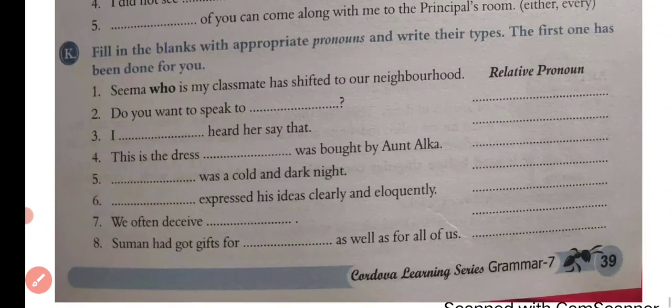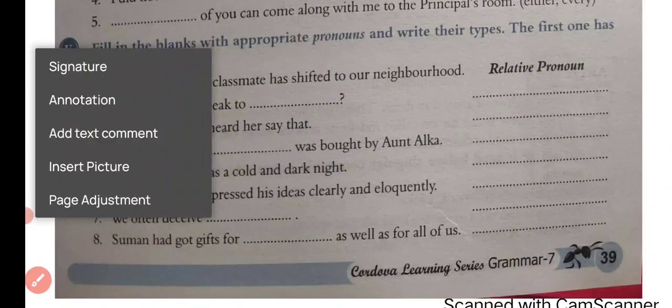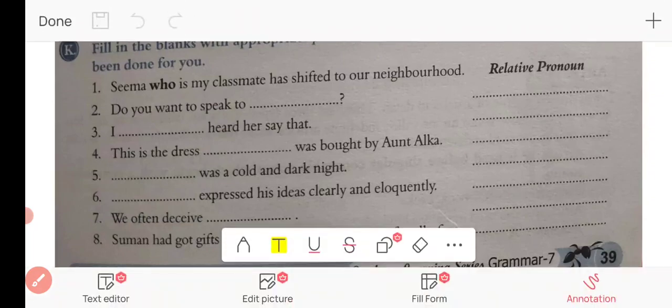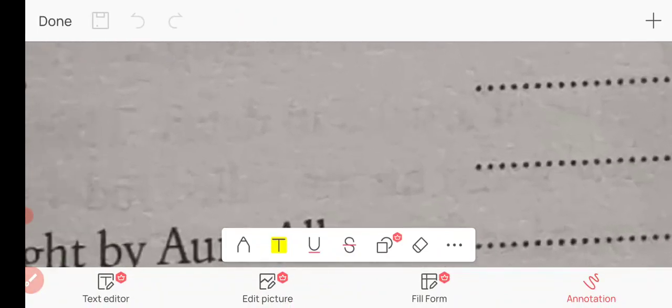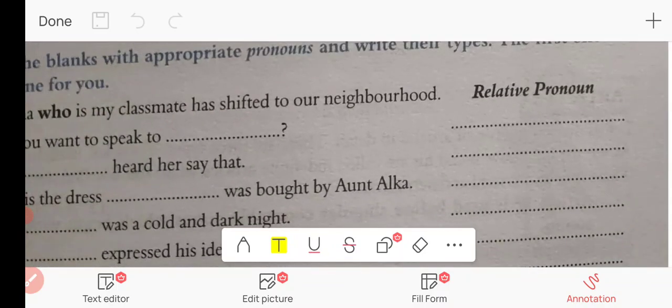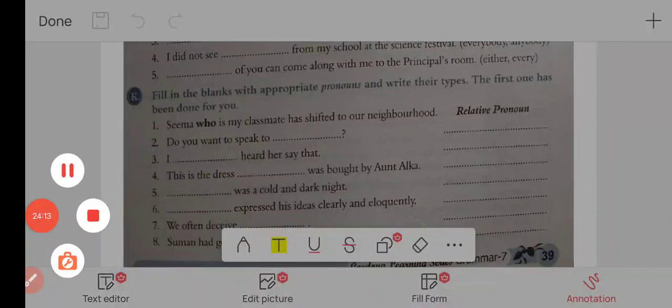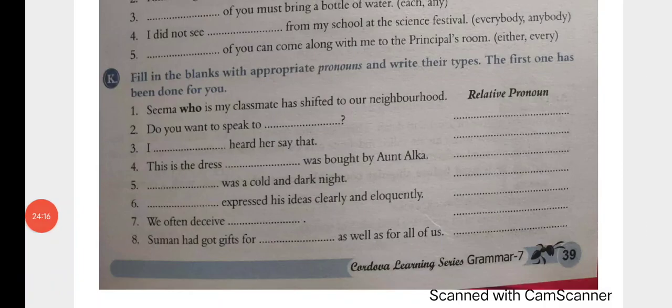So that says, fill in the blanks with the appropriate pronouns. Fill in the blanks with the appropriate pronouns. So here you have to do that. Seema, who is my classmate, has shifted to our neighborhood. So Seema, who is my classmate, has shifted to our neighborhood. That is what? Relative pronoun who, because this is joining two sentences together.